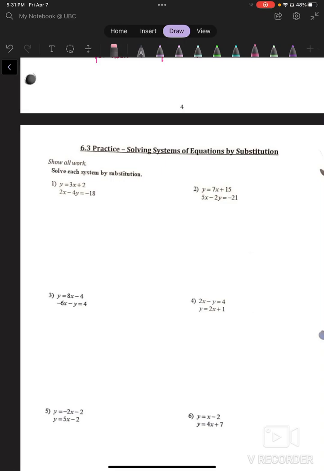Part 6.3 involves the solving of systems of equations by substitution. This is something that you would have to do if you were not given a graph and you couldn't solve the system by graphing.